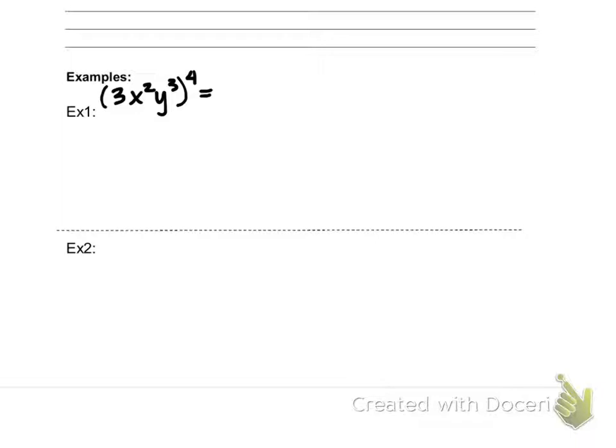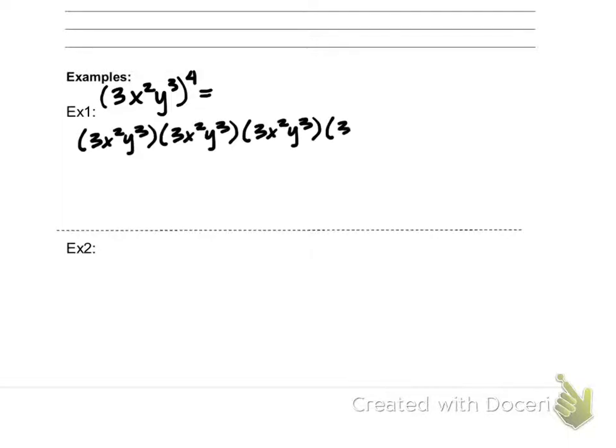So when I take a look at this, I'm going to have 4 different sets of this 3x squared y to the power of 3. I'm going to have 4 sets of that. So let's go ahead and expand out 4 sets of that. Alright, now I've taken care and have 4 sets of 3x squared y to the power of 3. And they're being multiplied together.